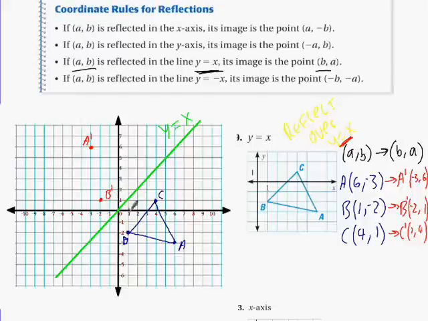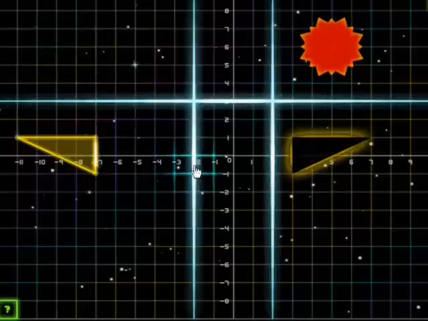And now I can draw my nifty triangle, and you can see that it actually is reflected over y equals x, and it works just using these tricks. Okay, let's move on to the next one.